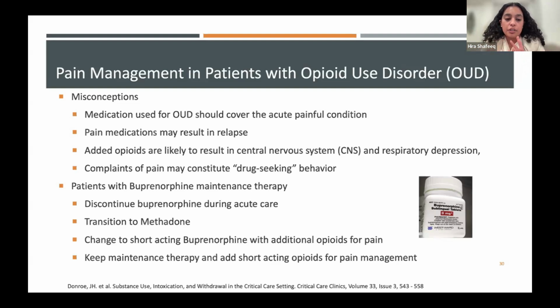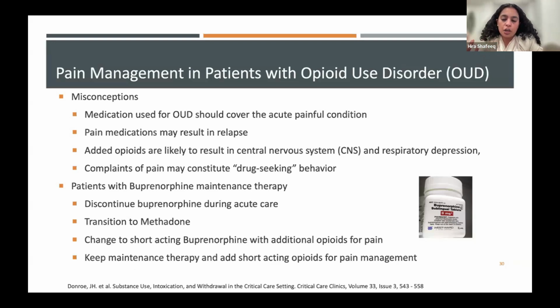So although you can, for a little while, change to short-acting buprenorphine and add additional opioids, sometimes clinicians like a cleaner transition. So either they'll choose to go to methadone or discontinue therapy. And after their management of the acute phase, which is anywhere from 3 to 4 days, they will restart their buprenorphine therapy. Changing to short-acting buprenorphine therapy or keeping maintenance therapy and adding short-acting opioids is always an option.